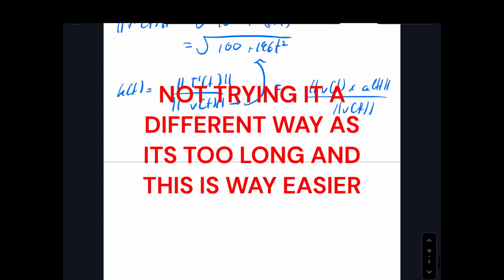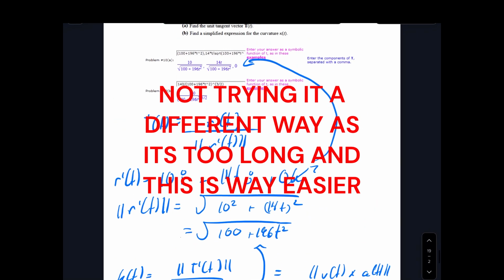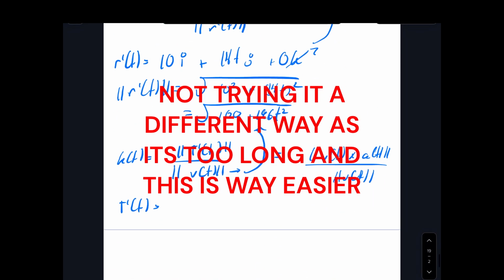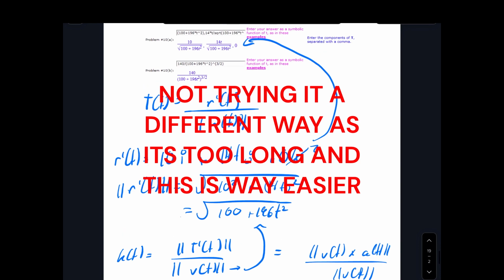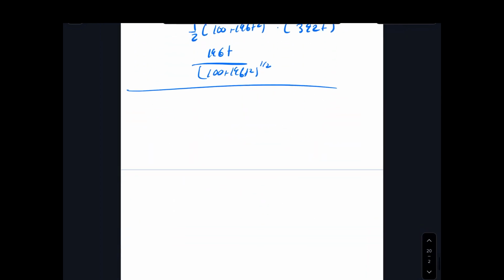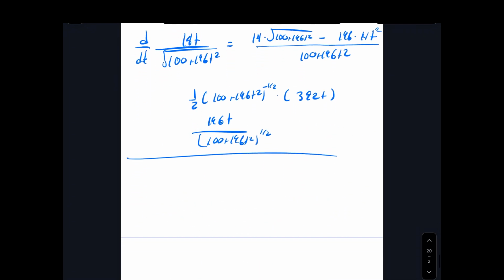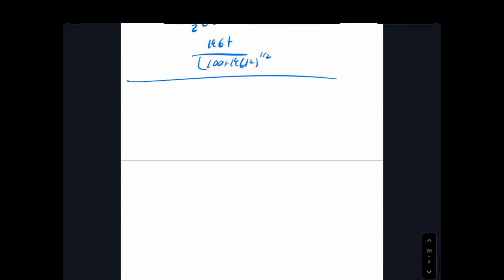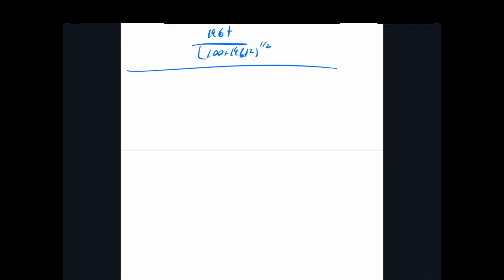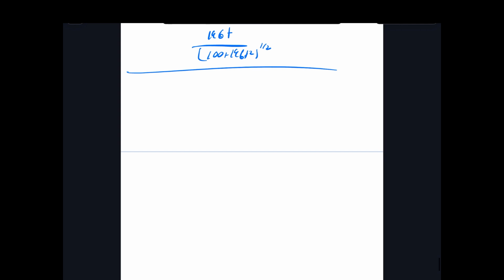So if we take T prime at t for each component, we're going to have the derivative of... I'm trying to piece my way through it, but I'm just not even going to waste you guys' time with that. Okay, so we're going to do it the other way, which is so much easier.